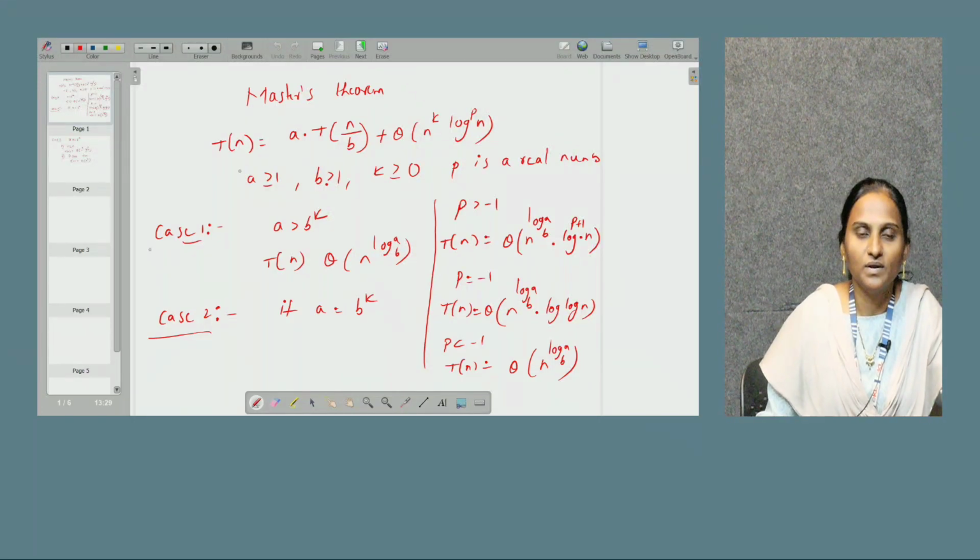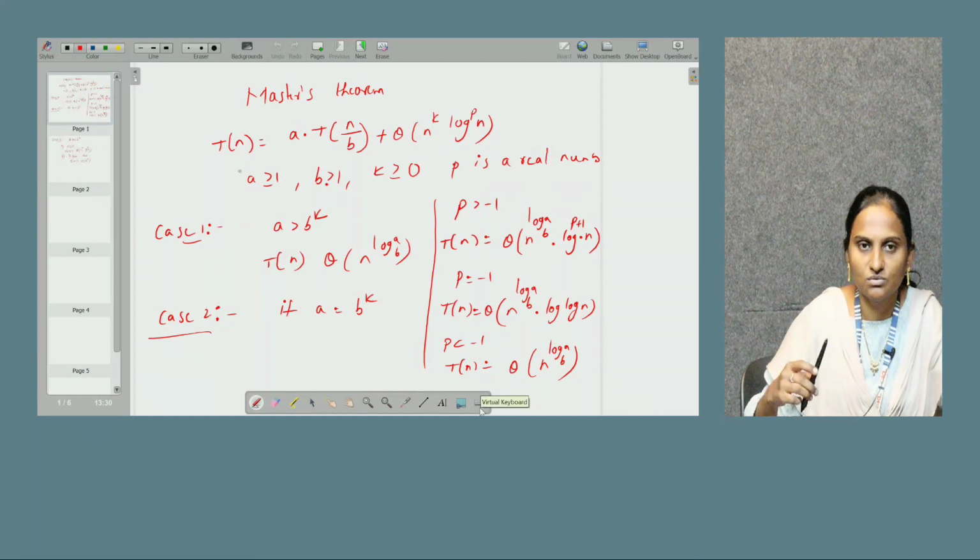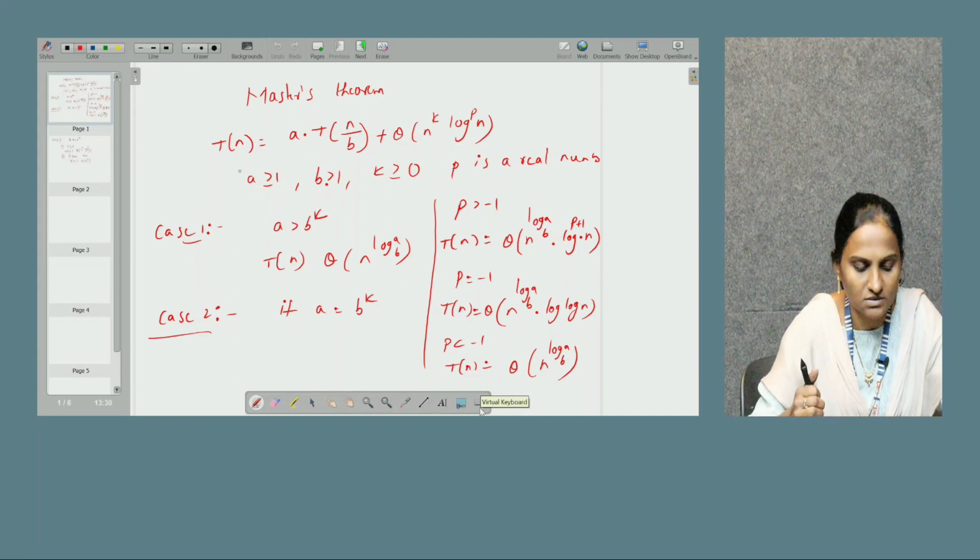Good morning everyone. Today I am going to discuss Master's theorem in the Design and Analysis of Algorithms subject. Master's theorem is used to solve recurrence relations.